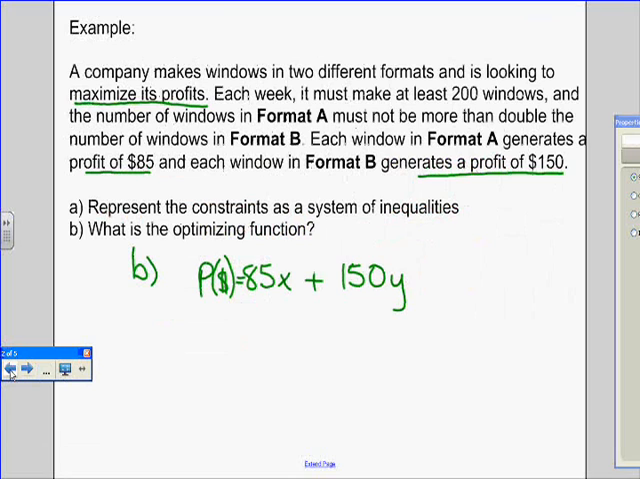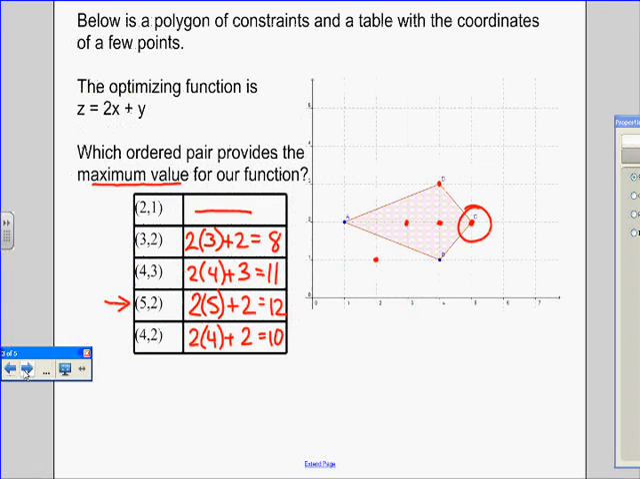In our first problem, we were asked to create an optimizing function, and in our second problem, we actually used an optimizing function to figure out a maximum value. And we're going to be combining those things during our next class, so we're going to have word problems where we'll be creating our optimizing function and actually using it to figure out a maximum or a minimum value.